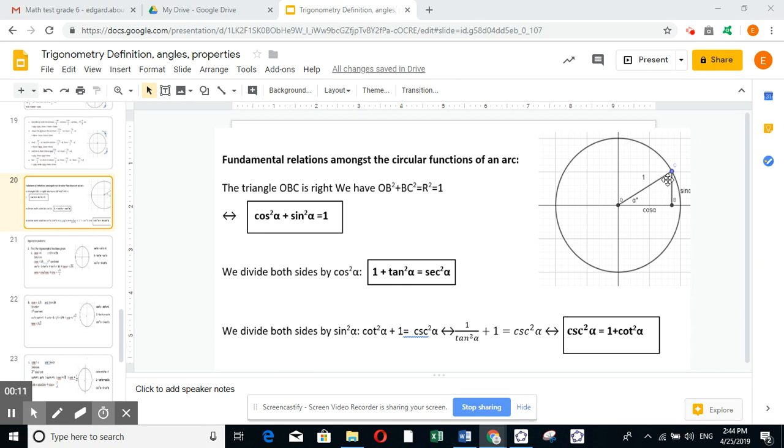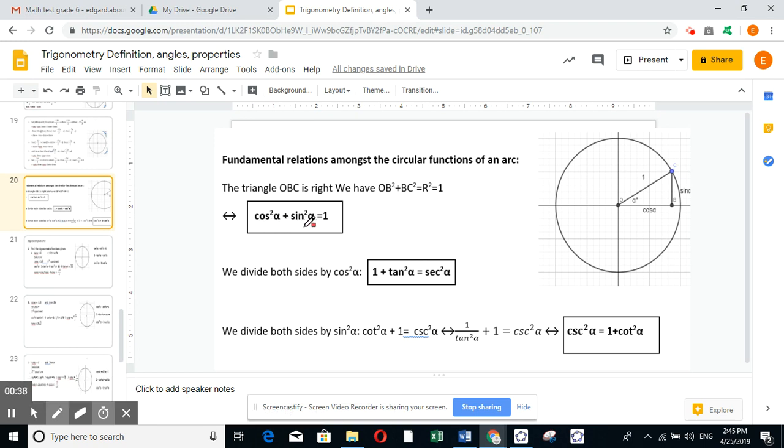Here we have a trigonometric circle, so the radius of the unit circle is 1. This is an angle alpha of a point M, for example. This is sine alpha, the projection on the y-axis. This is cosine alpha, the projection on the x-axis, and this is an angle of 90 degrees. So we can apply the Pythagorean theorem: cosine square alpha plus sine square alpha equals 1. This is the first basic formula of trigonometry.